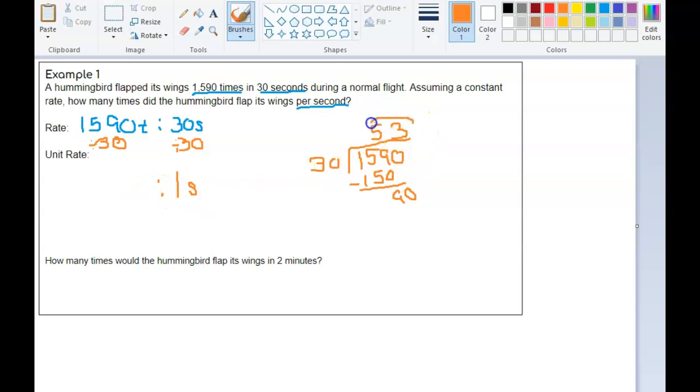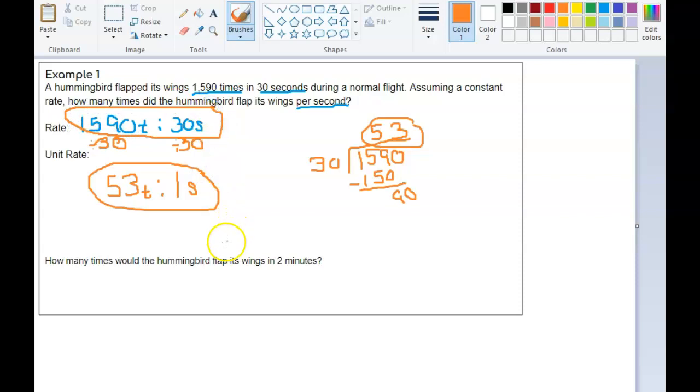Okay, so that is my answer right there. Goes over into my unit rate because they didn't just want the answer. 53 times in 1 second. That's a lot. I'll circle these up so that we can easily find them if we need, okay? So we got a rate, we got a unit rate. Okay, let's see if we can answer this question. Okay? How many times will the hummingbird flap its wings in 2 minutes? Okay, so if I have 53 in 1 second, okay, we could make a table, we could make a tape diagram, but because it's already a 1, it's really easy. Okay?